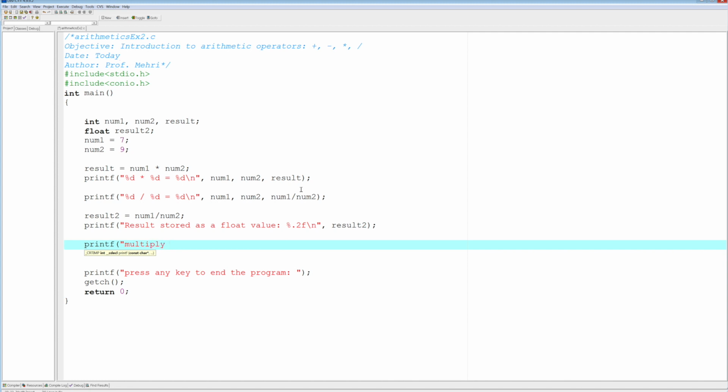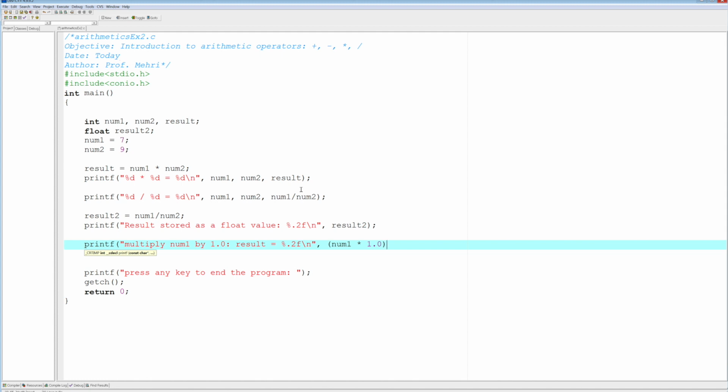Multiply num1 by 1.0. So you're going to multiply by 1.0, then divide. So result equals, and that would be a %f. We want the result to come out as a float, %.2f \n. And here's what you're going to do. You're going to take num1 times 1.0.